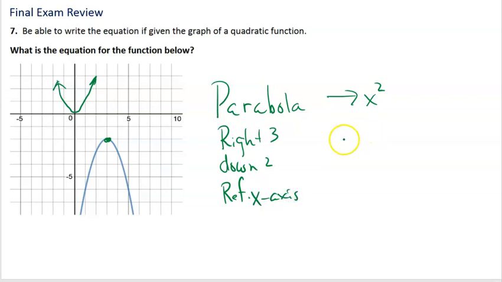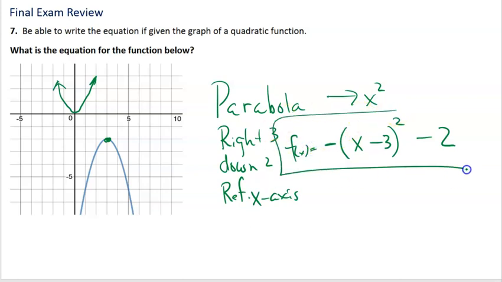So that means to move it right 3, I have to subtract 3 from the x value, and that way the square's on the outside. To move it down 2, I have to subtract 2 from the entire function, and to reflect it through the x-axis, you put a negative in front of the function.